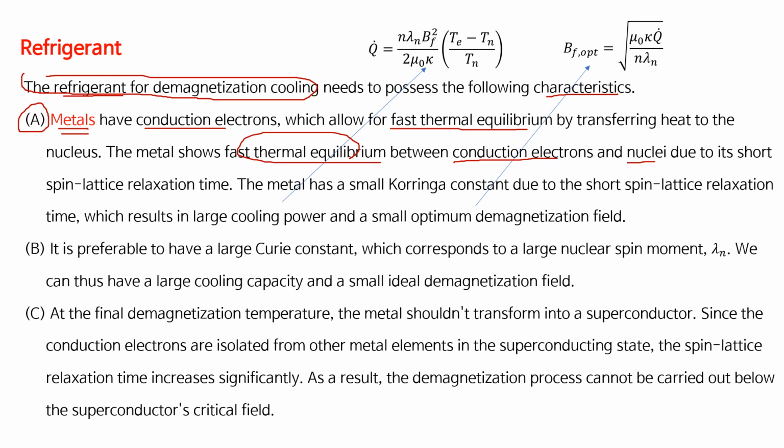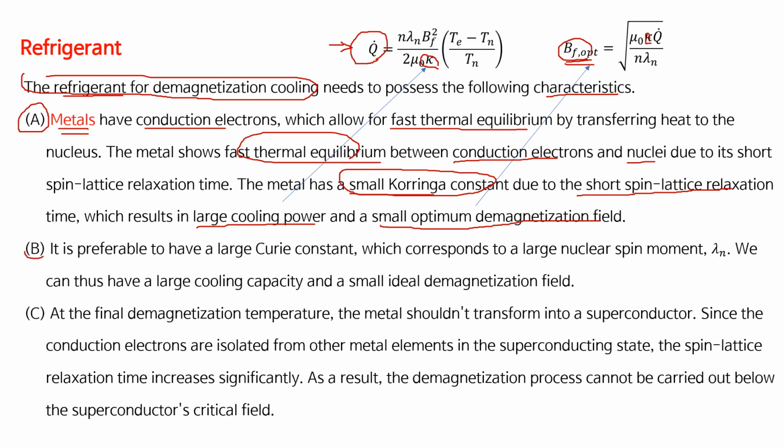The metal has a small Korringa constant due to the short spin lattice relaxation time, which results in a large cooling power and small optimum demagnetization field. You can see here the cooling power. If we have a small Korringa constant, then we can have large cooling power. And if you have a small Korringa constant, the optimum magnetic field becomes smaller.